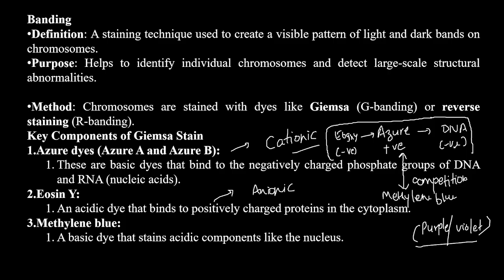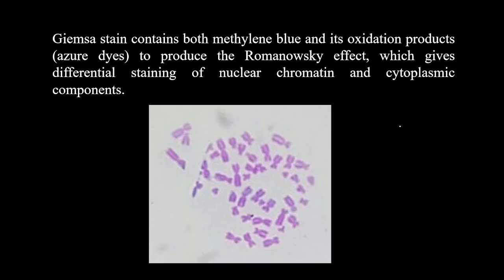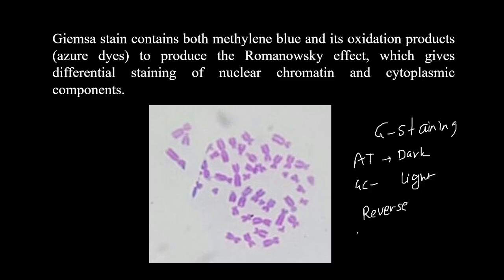Now the other thing is reverse staining. In G staining, you are staining the AT rich region. So in the case of G staining, you will get the AT rich region as darker bands and the GC rich region as light. In the case of reverse staining, this is reversed. You will get the GC rich region dark and the AT rich region light. And why is it so?